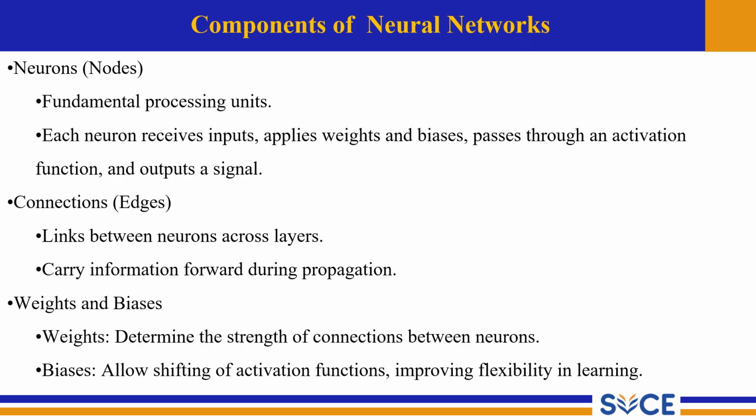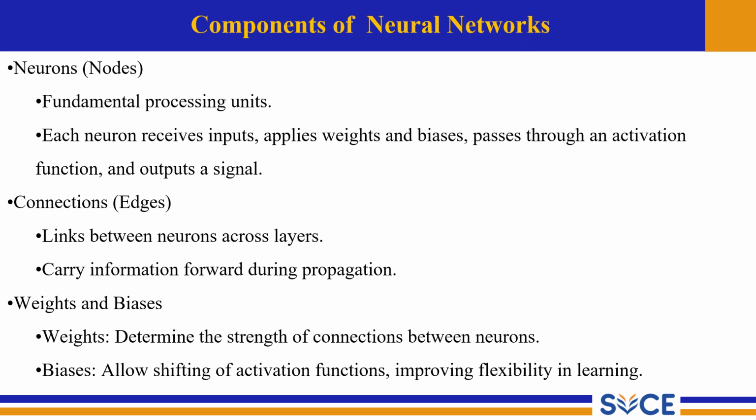Next, the components of neural networks, we have neurons, also called nodes. These are the basic processing units of the network. Each neuron takes one or more inputs, multiplies them by weights, adds a bias, passes the result through an activation function, and produces an output. You can think of each neuron as a small decision maker contributing to the final prediction.